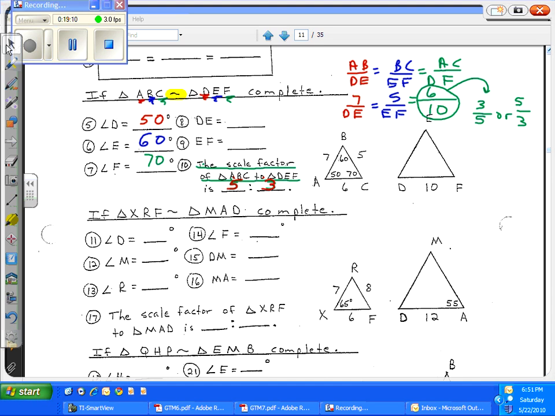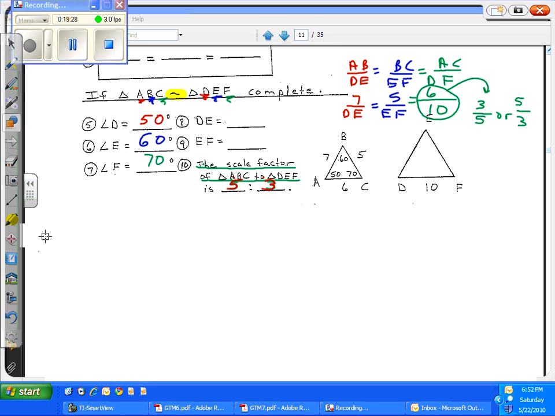Any questions so far? So then how do we find DE and EF? Well, we can do it with proportions, or we can do it with dimensional analysis by scaling up or scaling down. Let's do it both ways. Let's look at DE. Again, this is on page 57 of the Algebra 1 text.